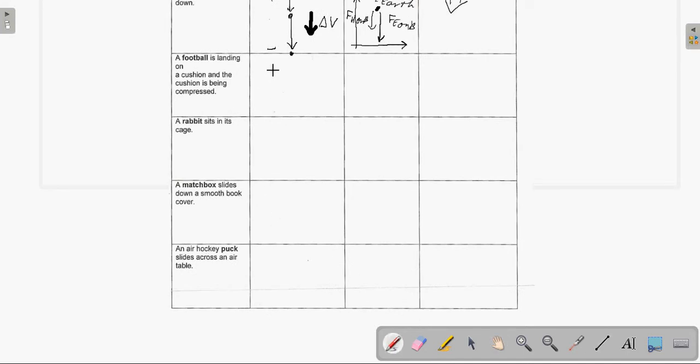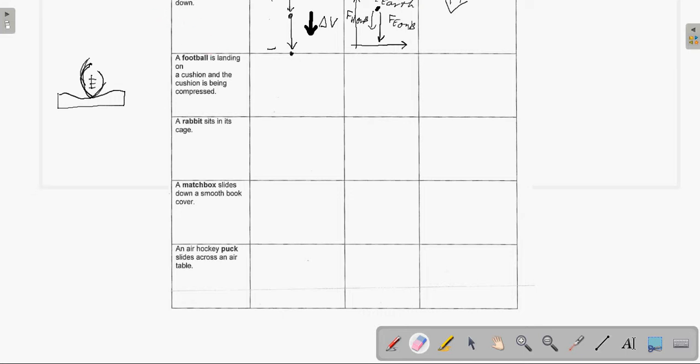So, a football is landing on a cushion, and the cushion is being compressed. So, our object of interest is still the football. It's still the ball. And so, if you were to draw a picture of this, it might look something like this. If this were the cushion, and then this were the very egg-shaped football. Laces. There you go. You can get the idea.